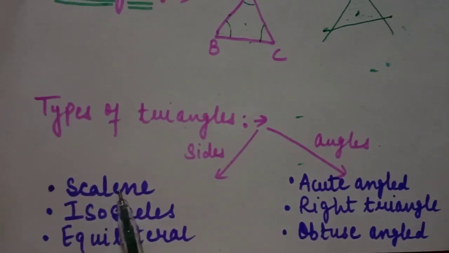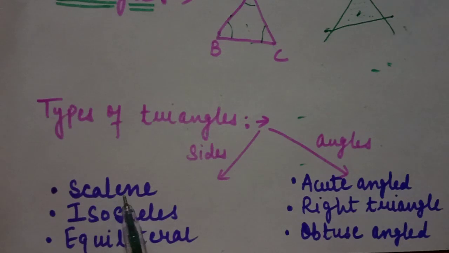What is a scalene triangle? Scalene triangles are those triangles in which all sides are different. All means all 3 sides of the triangle are different. Then we call it a scalene triangle. What is an isosceles triangle? Isosceles triangles are those triangles in which 2 sides, it means out of 3, 2 sides of the triangle are equal to each other. What is an equilateral triangle? Equilateral triangles are those triangles in which all 3 sides are equal to each other. So we call it an equilateral triangle.